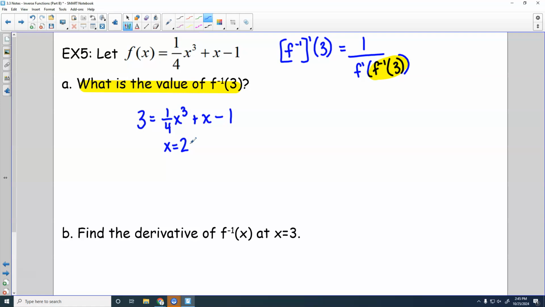And I'll let you guys do that because some of these you might be able to solve by hand, but some of them you may not be able to. So if it's something like this where you don't know how to solve that by hand, just use Desmos for it. You could also use the solve feature on your calculator as well. So that is your f inverse, right? f inverse of 3 is 2.